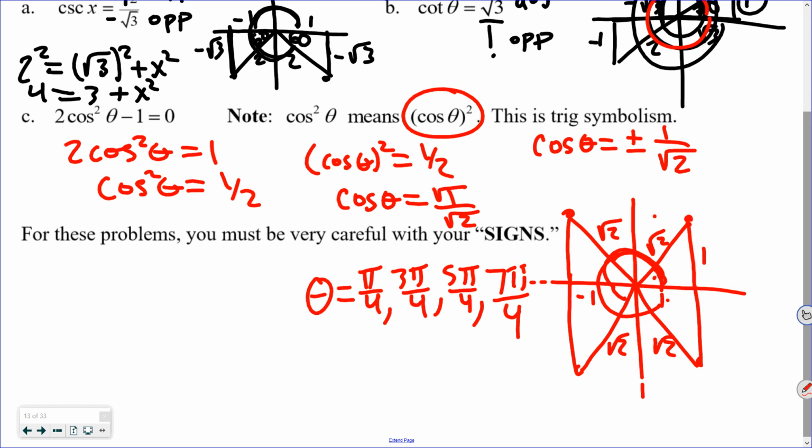Oh, I forgot the clever thing at the end, right? For these problems, you must be careful with your signs. Ha ha ha. Very clever.